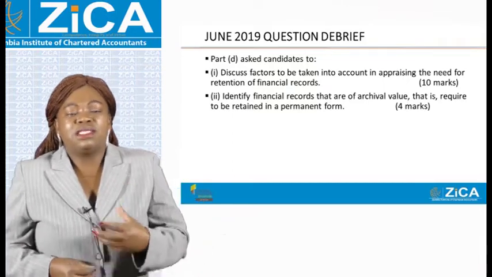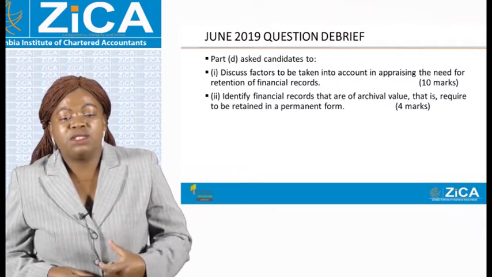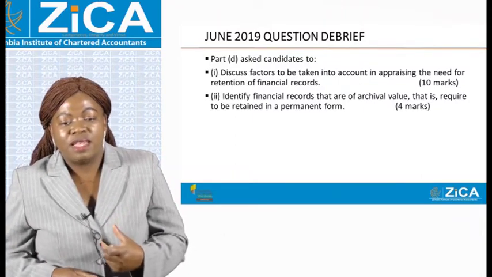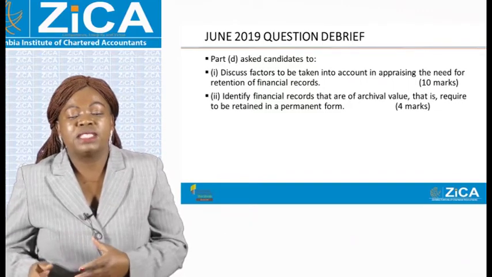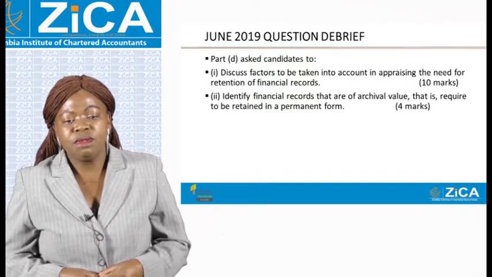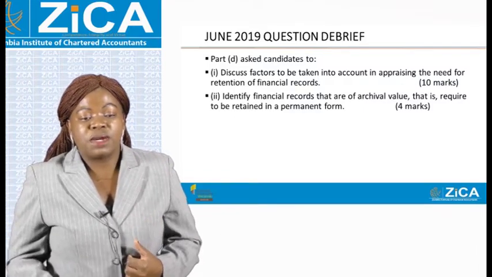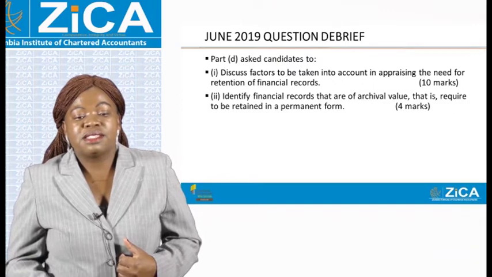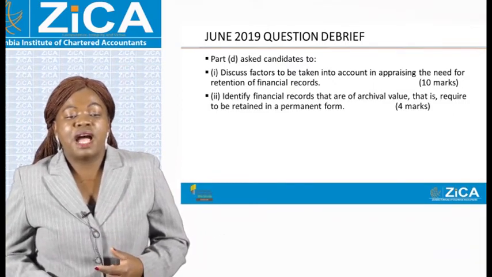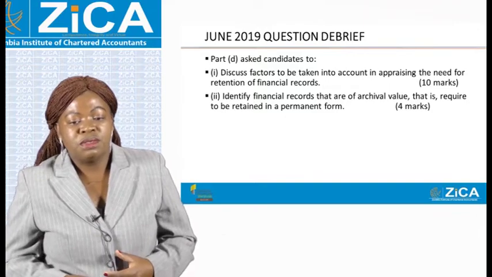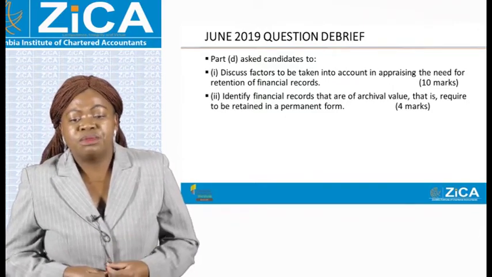So it is the nature of the usefulness of the information that is vital and will determine whether information should be retained in the financial records or should actually be thrown away. Okay? Part 2 of this particular question D asked the candidates to identify financial records that are of archival value that is required to be retained in a permanent form.